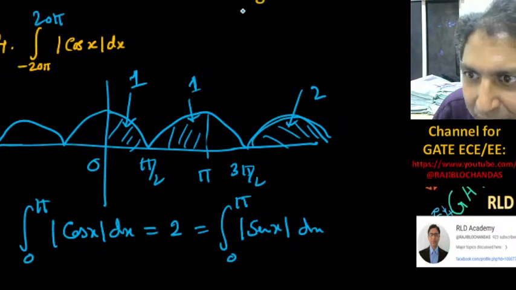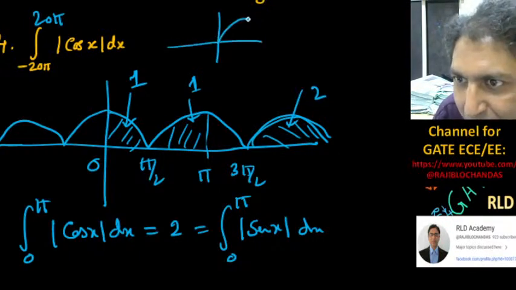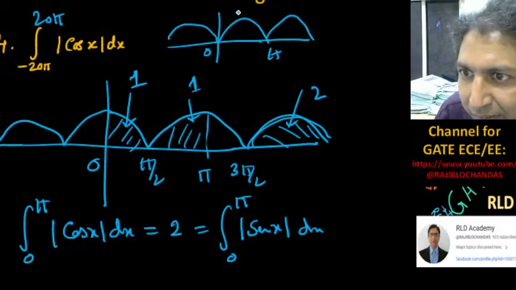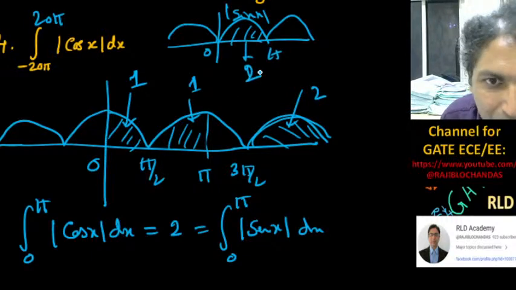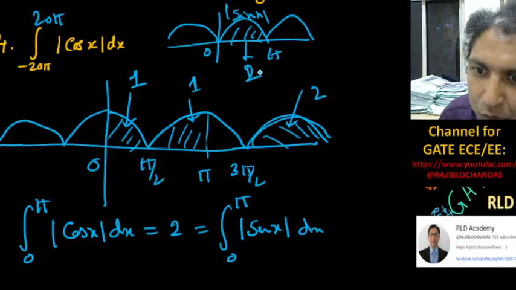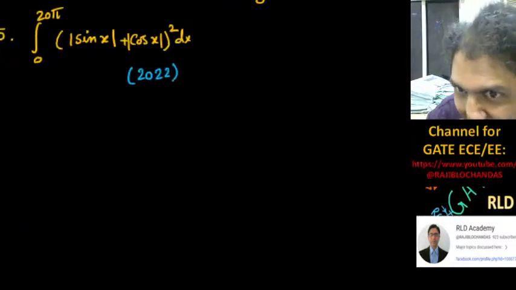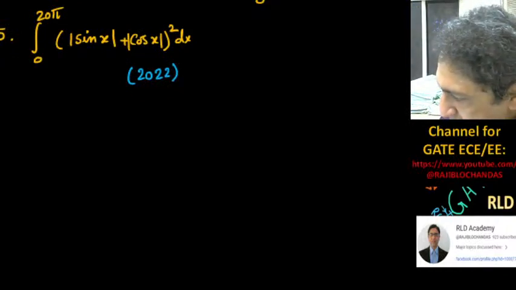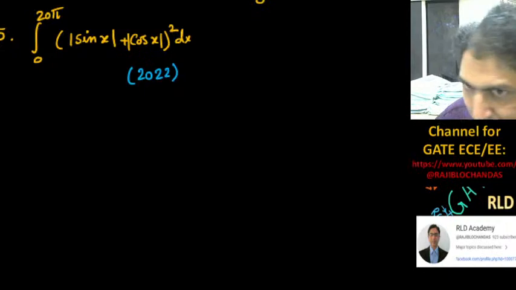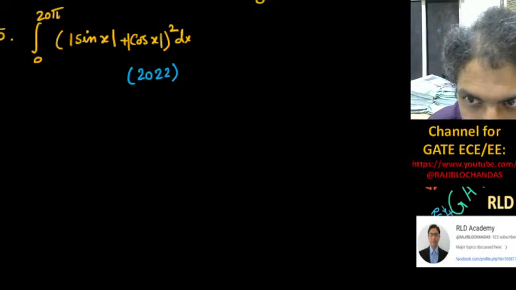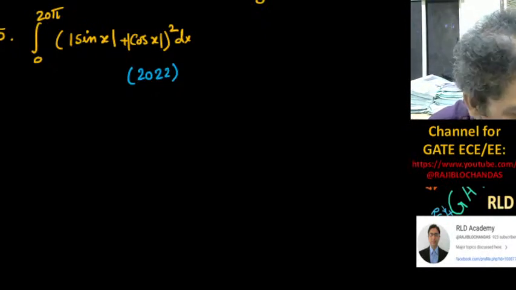So in sin x you will see that this is the sine function 0 to pi. This is the mod sine. So this area is 1, sorry, it's 2. So we can use this kind of concept to solve it very quickly. So next, can you solve this problem? Can you solve this one?